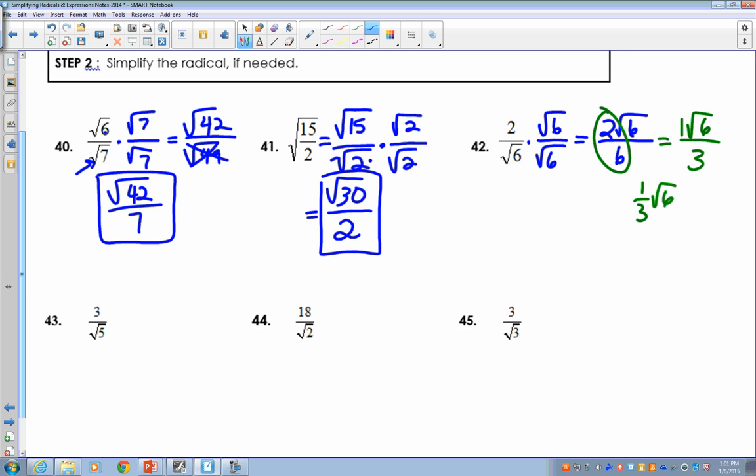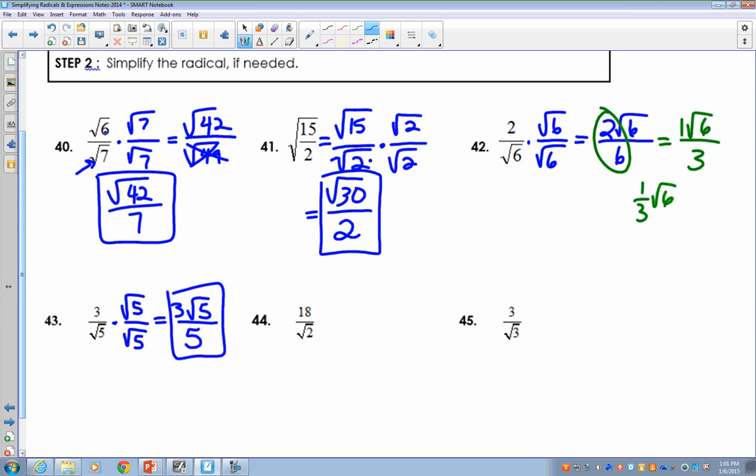So on here, to get rid of the square root of 5 at the bottom, I'm going to multiply the top and the bottom by that square root of 5. Square root of 5 over square root of 5. It simplifies to 3 square root of 5 over 5. And that's my final answer.